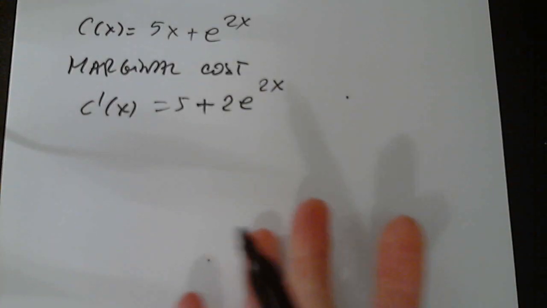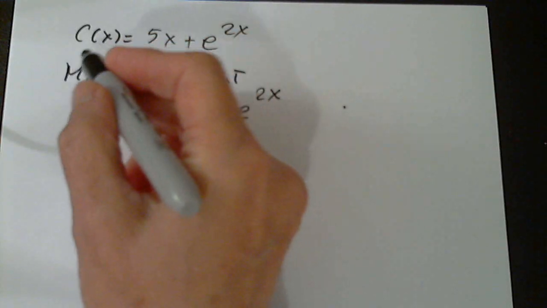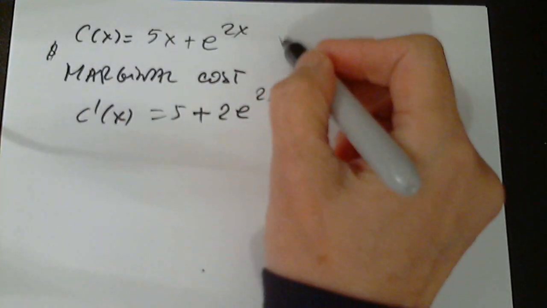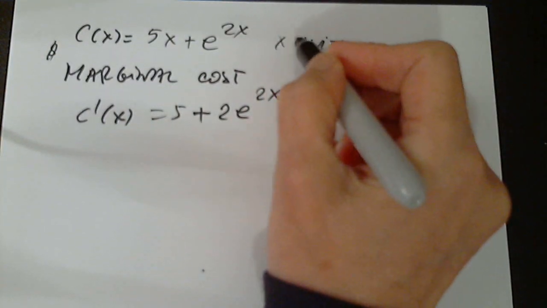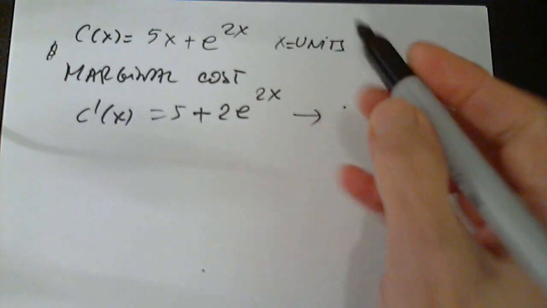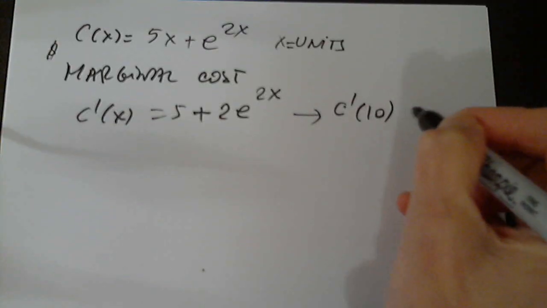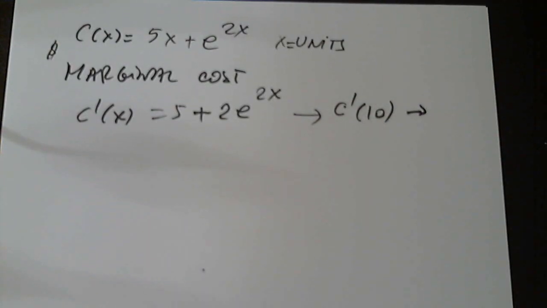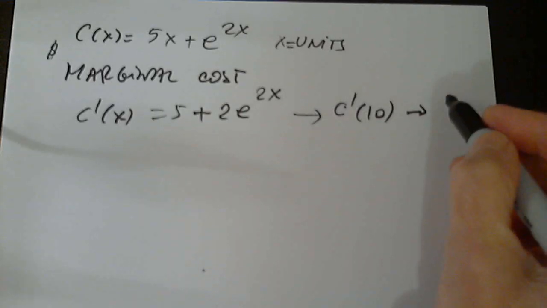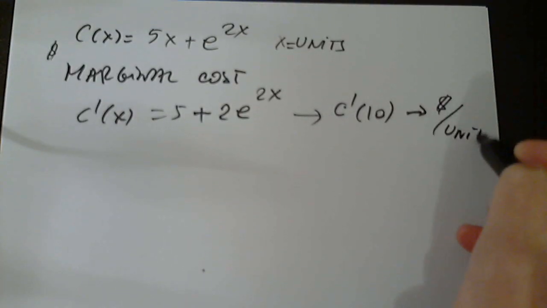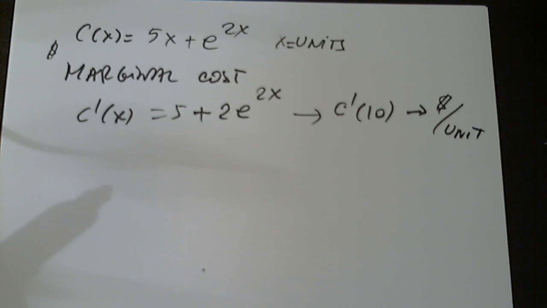If I'm asked to evaluate, I'll evaluate. So if the cost is in dollars and x is in units, what would be the marginal cost, let's say C prime of 10, measured in? Yes, dollars per unit. Good.